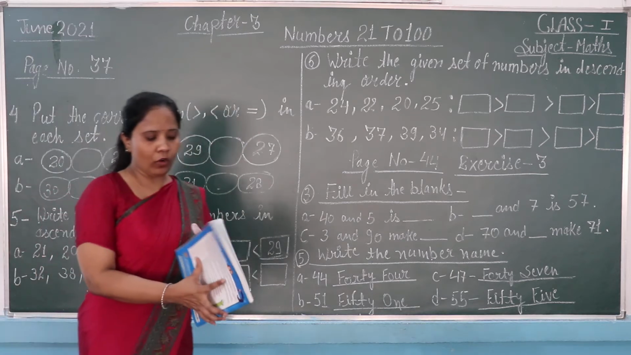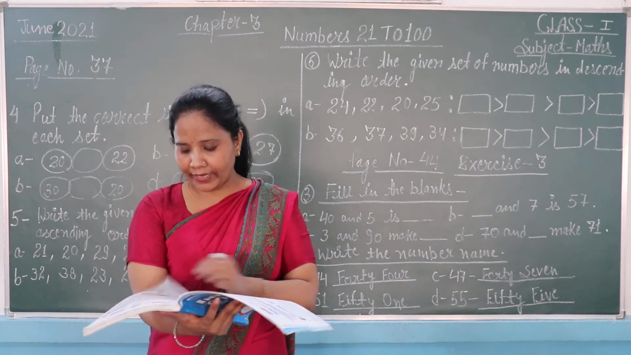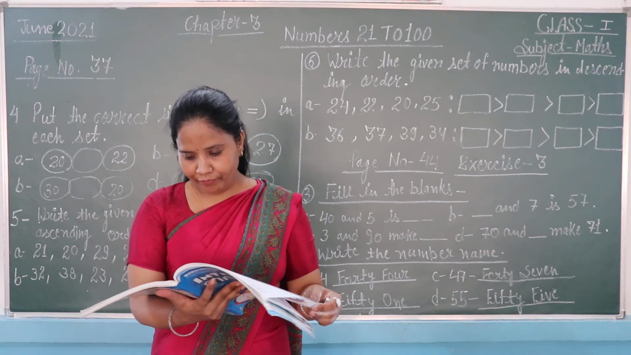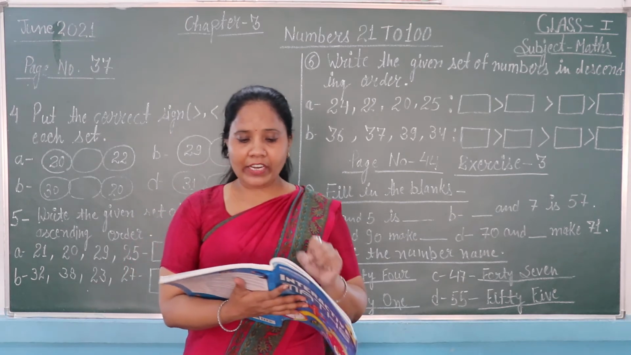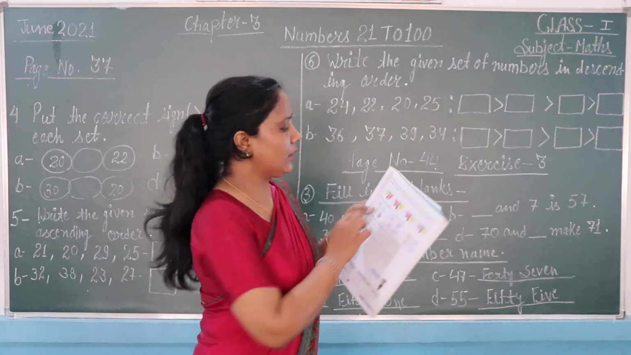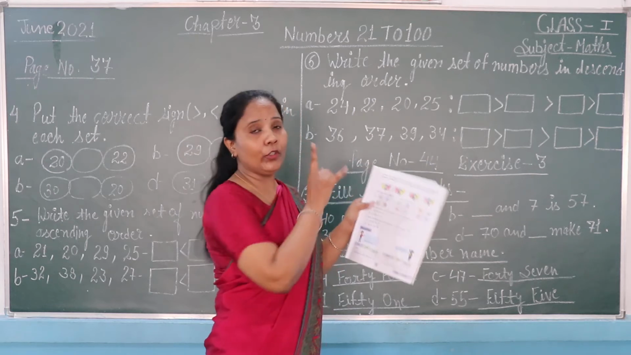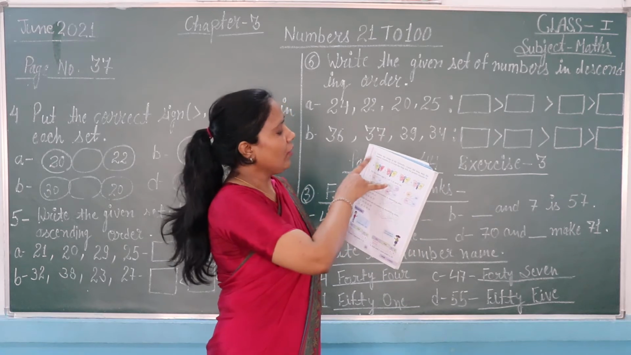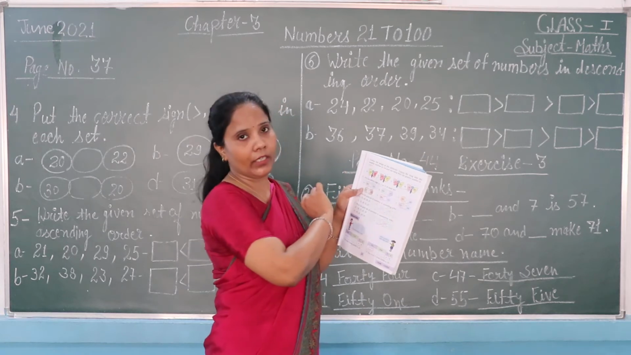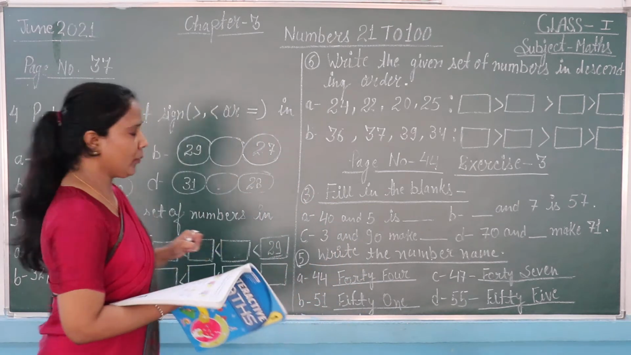First of all, look at your book, page number 37. If you have the book, you can see page number 37. Before it, we have question number 3. In this question, we will color the figure which I've given here. The number which is less you will color red, and the number which is greater you will color yellow. Now come to question number 4, which is on the board.